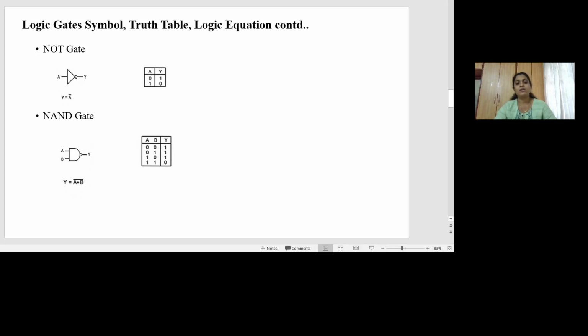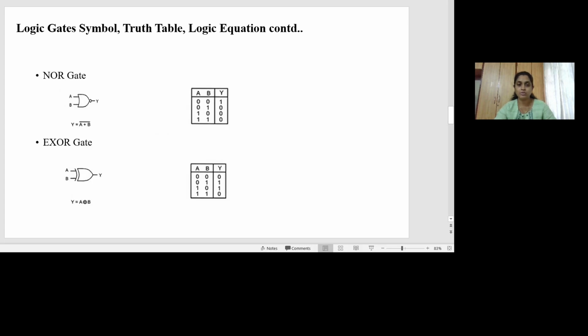So the output of a NAND gate is exactly the complement of the AND gate output. The NOR gate is the combination of OR and NOT gate. The output of NOR gate is exactly the complement of the OR gate. And we also went through the XOR gate, wherein the output is 1 only when the inputs have a different value.